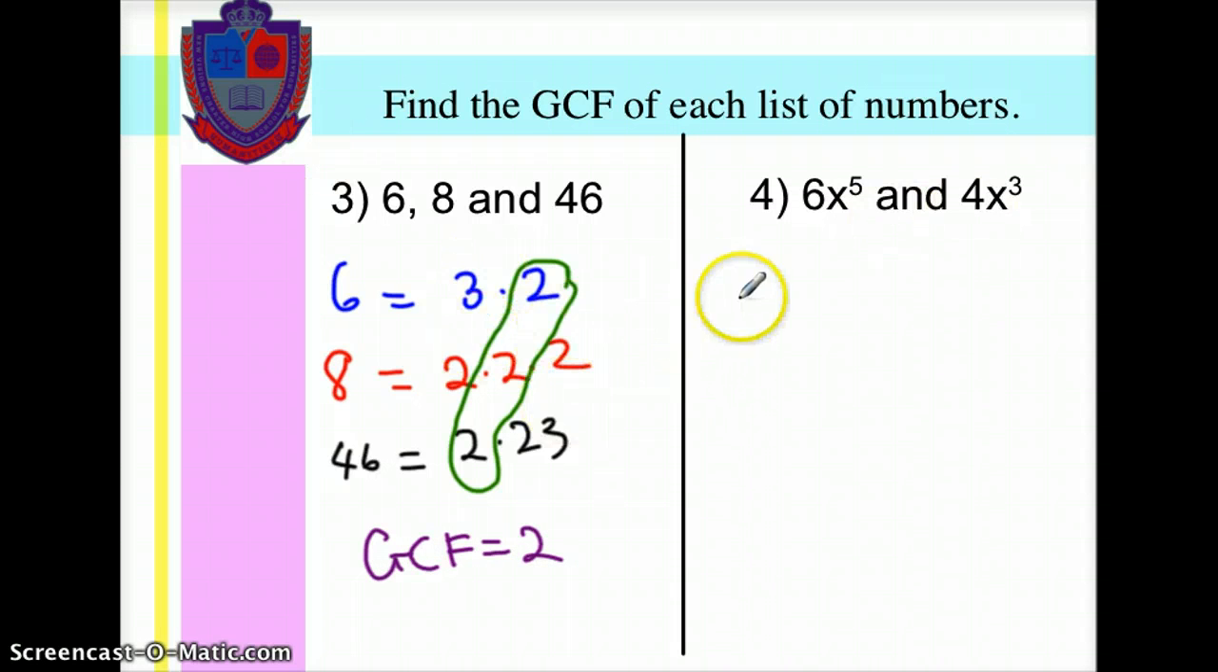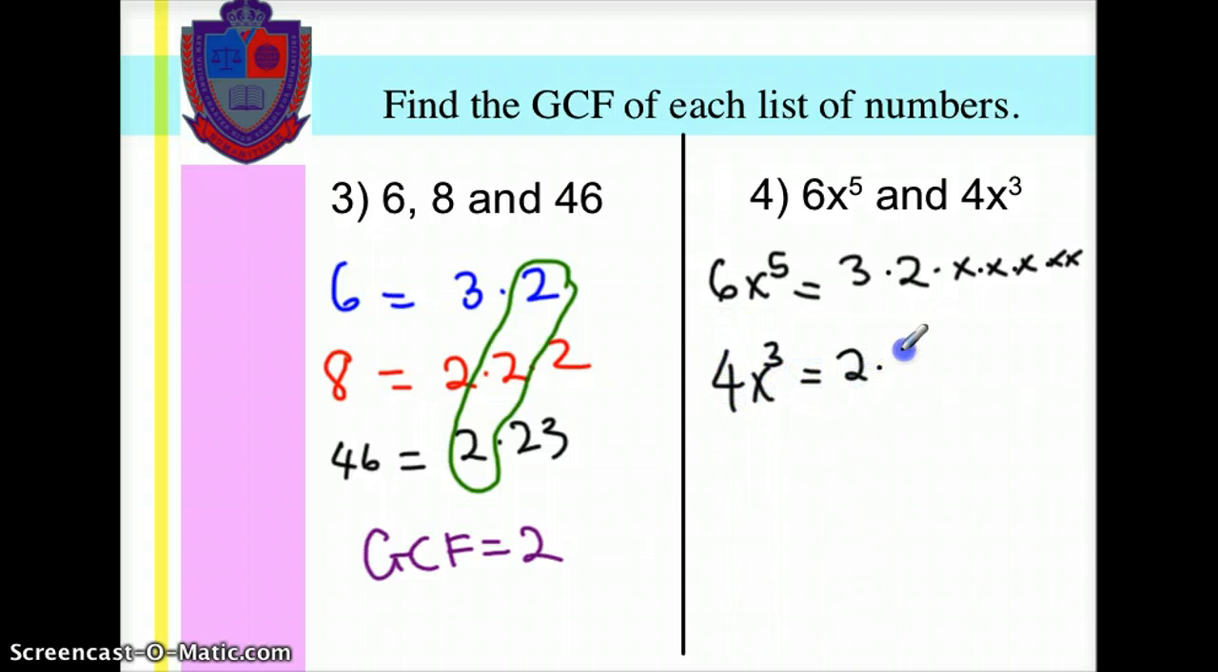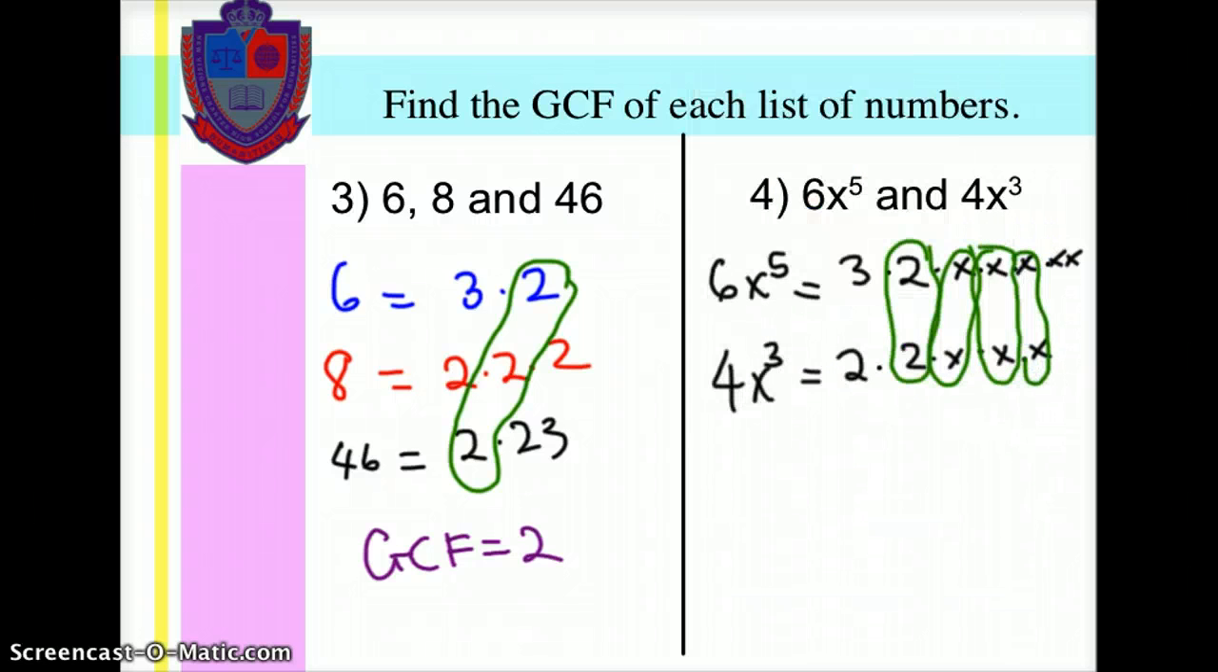Oh, what about this one? I see it has some variables inside. So let's see. 6x to the 5th. 6 is actually 3 times 2, and then x to the 5th is x times x times x times x times x. Then 4x to the 3rd: 4 is 2 times 2, and then 3 x's. The exponent tells me how many x's I need to have. They have a 2 in common. They have an x in common. They have another x in common, and one more x. So if I was to write this, the GCF is equal to x to the 3rd. Here we go.